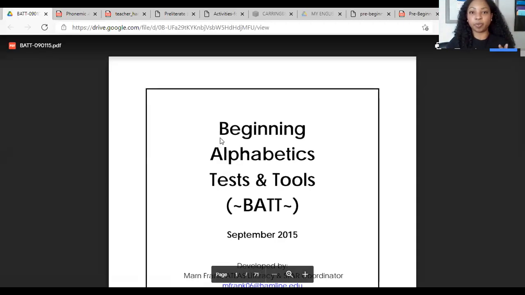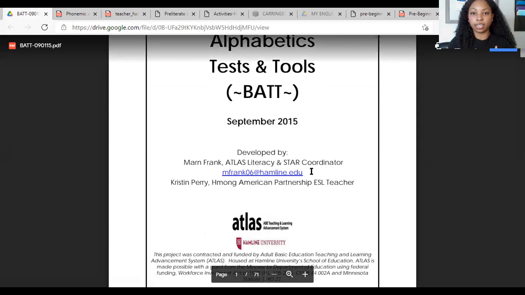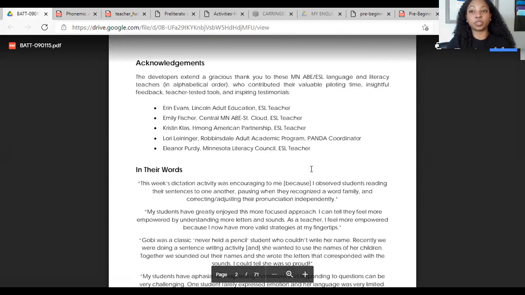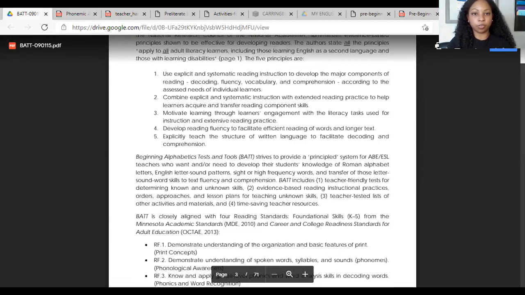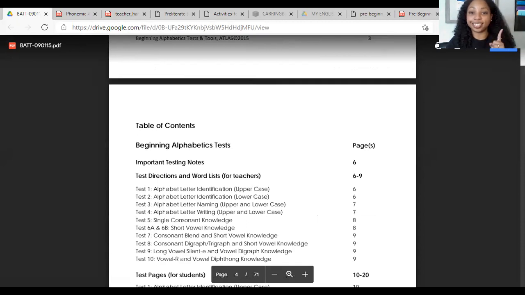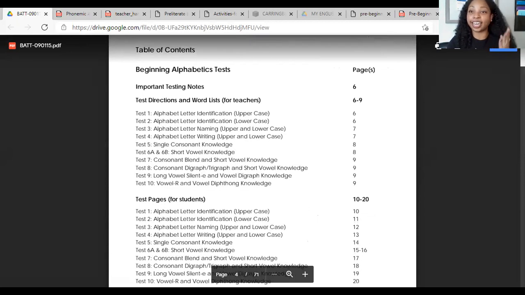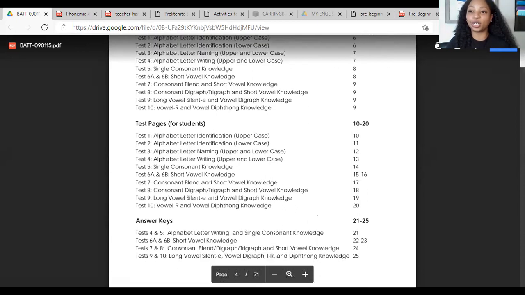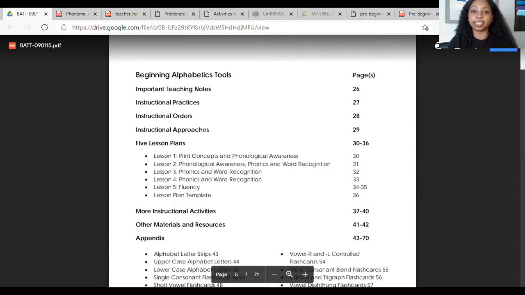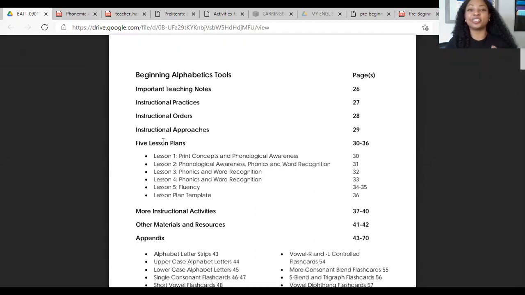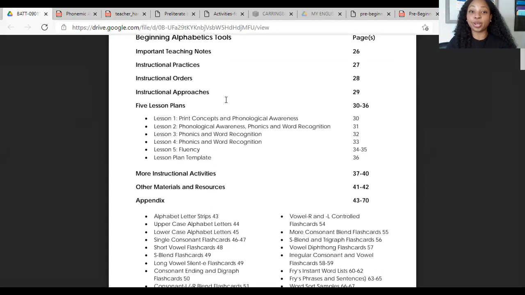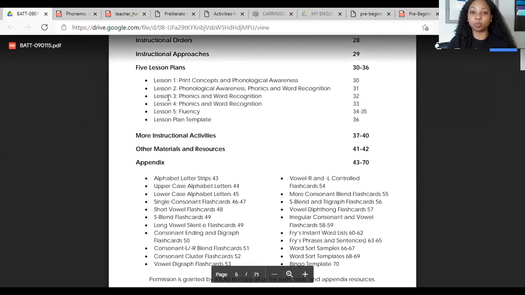So first up, we have BAT, and this is the Beginning Alphabetics Test and Tools. Okay, and this is a really great resource, especially if you're just beginning. So this has testing notes, it has test directions and actual tests for learning what your students know. And then it also has wonderful teaching notes, instructional orders, instructional approaches and practices, and it also includes lesson plans that go based on the level that your students are at.